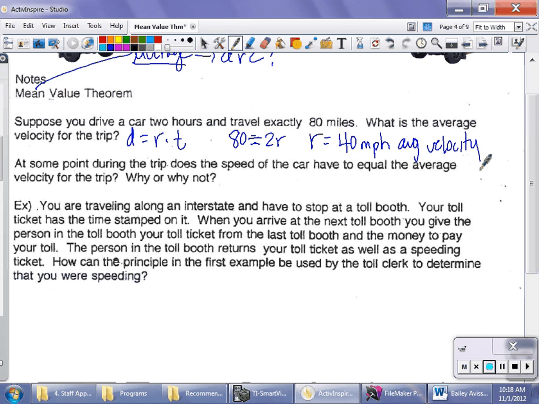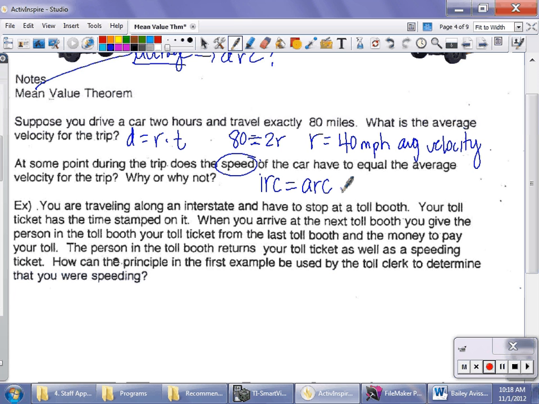Now, obviously, I did not travel 40 miles per hour every minute, every instant, every second of the trip because, well, I had to start the car. I had to travel from 0. I had to stop at certain points along the trip. So at some point during the trip, does the speed of the car have to equal the average velocity for the trip? So in other words, and instead of speed, I really would like to say the velocity, is the instant velocity at some time, does it have to equal the average velocity?